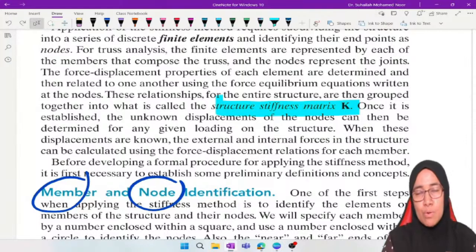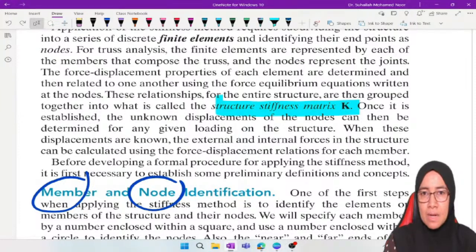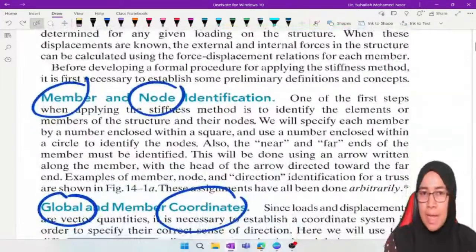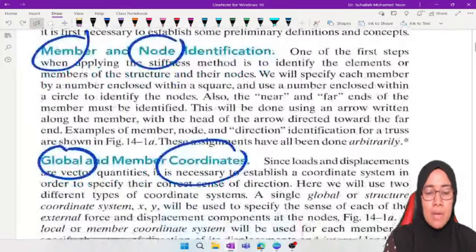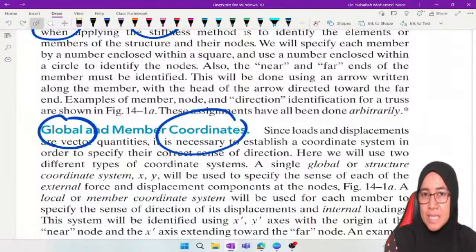We use the capital letter K to represent the structure stiffness matrix, which is actually a combination of many elements: K1 plus K2 plus K3. We have to understand the element or member and the node identification. One member or element consists of two nodes, and we have to identify which is the near end and which is the far end. Near and far end depend on the arrow that we put. We have to refer to the global coordinate system.